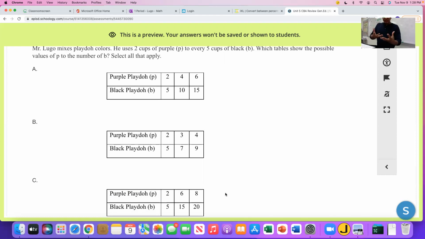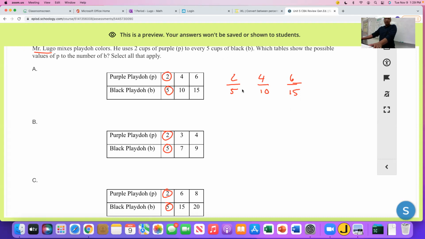So assuming that you've already read it and done it on your own, what we have here is that Mr. Lugo, yours truly, is mixing purple and black Play-Doh for some random reason. Don't ask me why. And all 3 of these tables start off with that ratio, 2 purple for 5 black. We want to see which of these show a proportional relationship. In other words, you can think of all of these as fractions, 2/5, 4/10, 6/15, and ask yourself, are these equivalent?